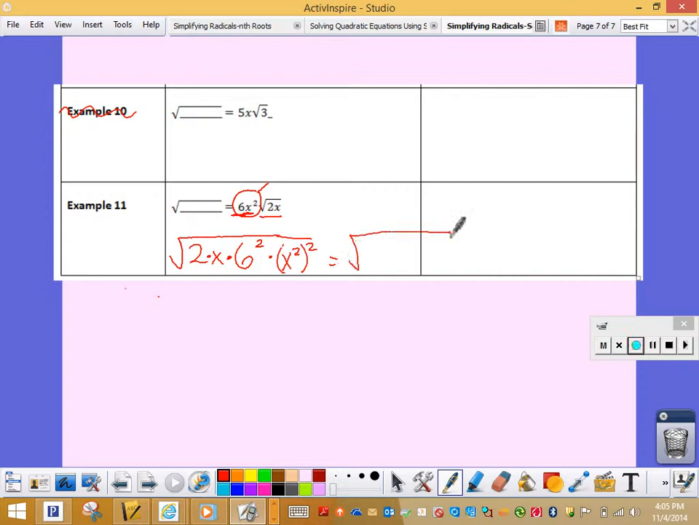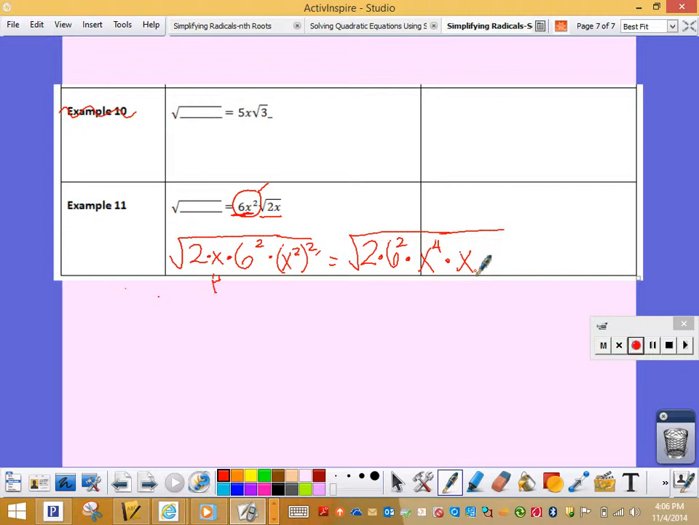So first of all, let's get all my numbers to the left. 2 times 6 squared. And we know x squared, that's a power to a power. Power to the power, you multiply your exponents. So that's times x to the 2 times 2, which is 4. And we still have this x here. Don't forget about him.